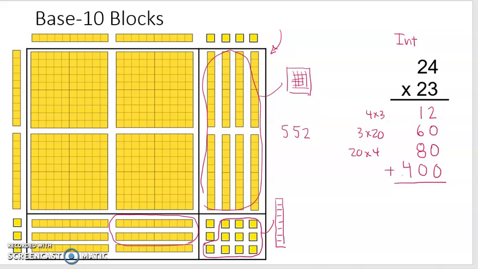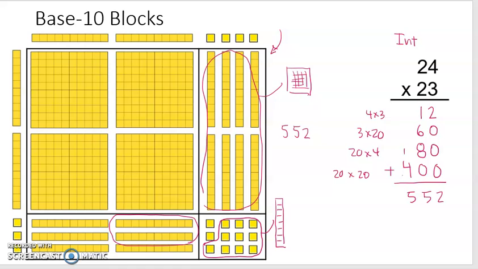20 times 20 is 400. And now I add my results. 2 and 0 and 0 and 0 gives me 2. 1 and 6 is 7, and 8 is 15. So that's 5. Carry the 1. 1 and 4 makes 5. So it's still 552. So that's using base 10 blocks to perform multiplication problems.